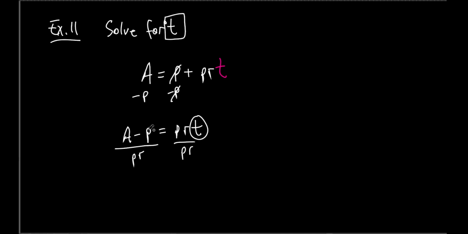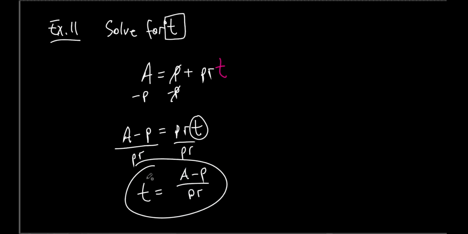They don't, because this p is part of a subtraction problem up here, okay? If it was a times p over PR, then they would cancel out. But right now they don't, because it's a minus p. And that's your answer. So t equals a minus p over PR. And that's how you write your answer.